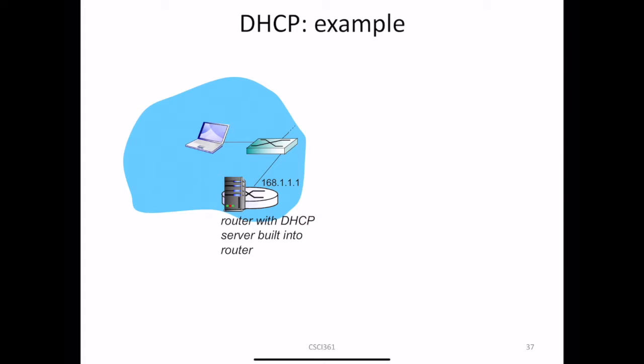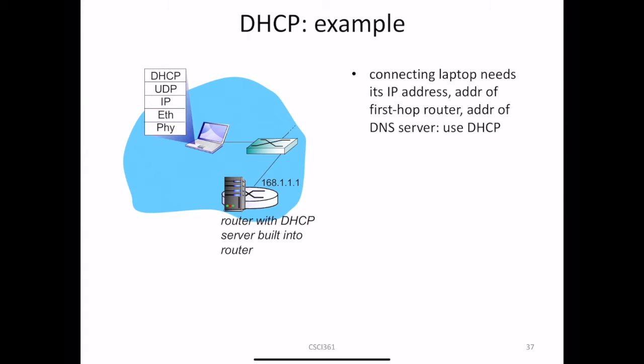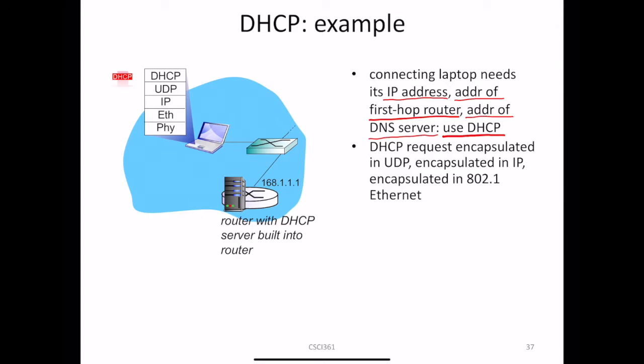Let's see a DHCP example. There's a newly joined laptop that wants to get an internet connection. Before this laptop can really connect to the internet, it requires three pieces of information. One is the IP address. The second one is the IP address of the gateway router. And the third is the IP address of the DNS server. All three can be obtained from the DHCP server.